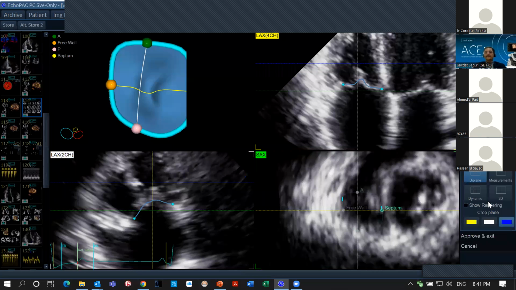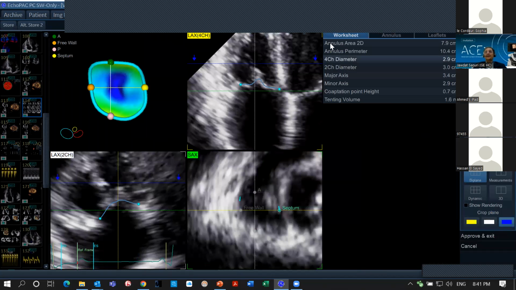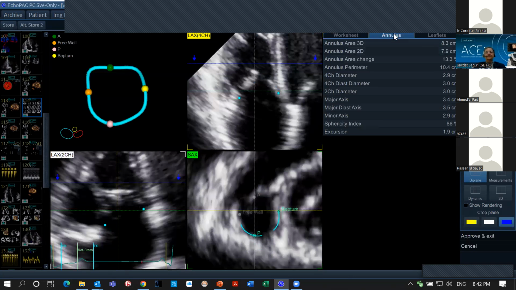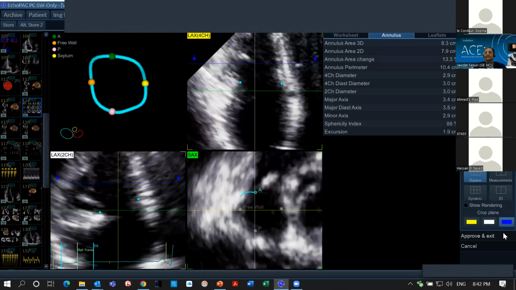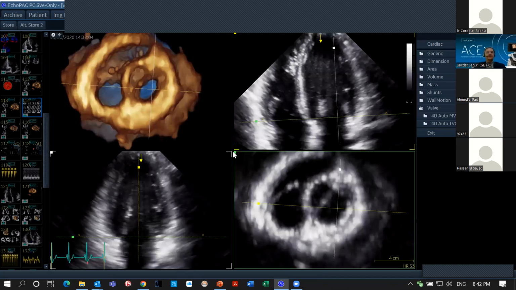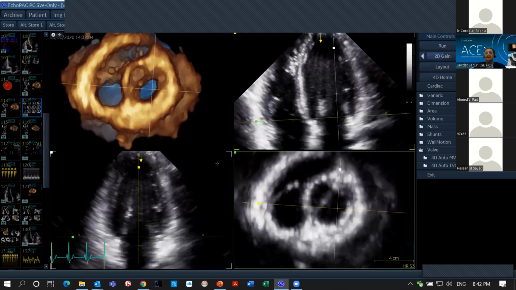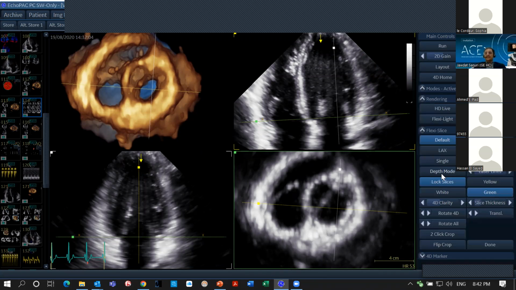Let's see in terms of values for the annulus area in 2D, 7.9 square centimeters, 10.4 perimeter, and all the other values for the RV, annulus, and leaflets. So this is quickly how you can actually do the RV quantification, and of course, more and more validation is happening.